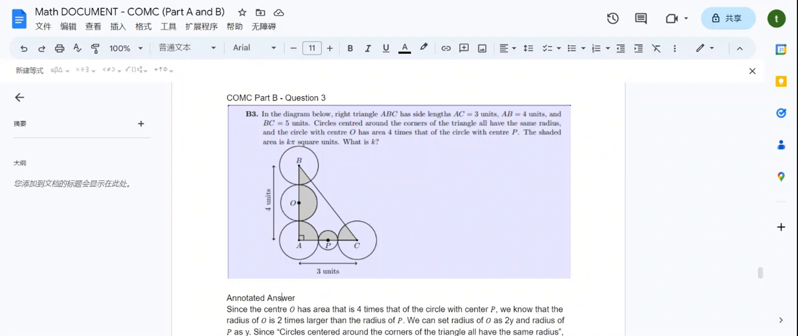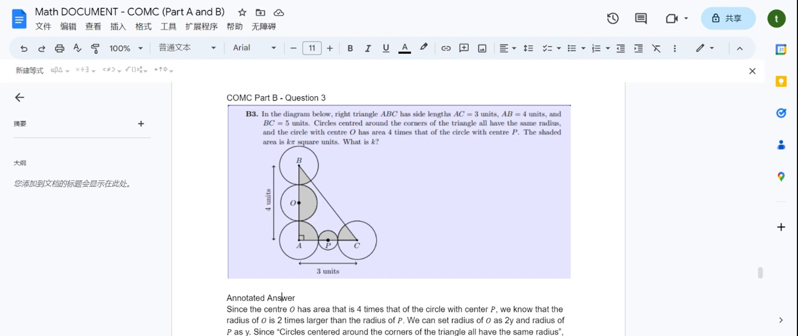Today we'll be talking about the third question of the COMC question B. Let's talk about what we can do to solve it. In the diagram below, right triangle ABC has side lengths AC equal to 3 units, AB equal to 4 units, and BC equal to 5 units.